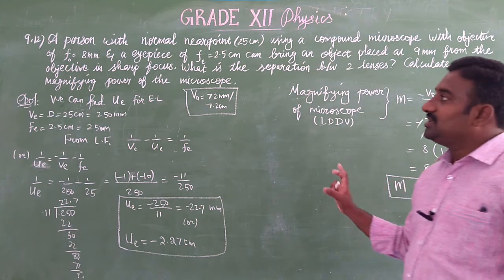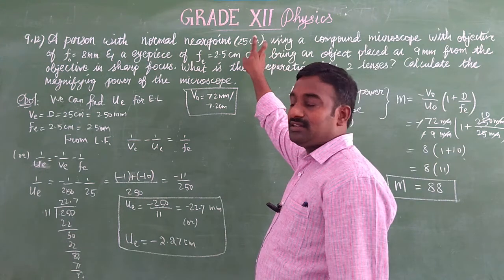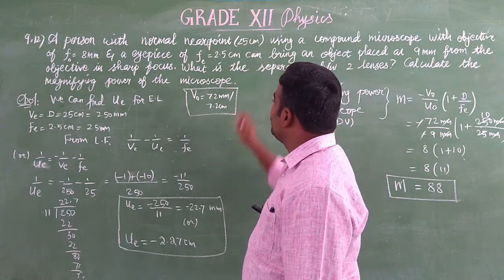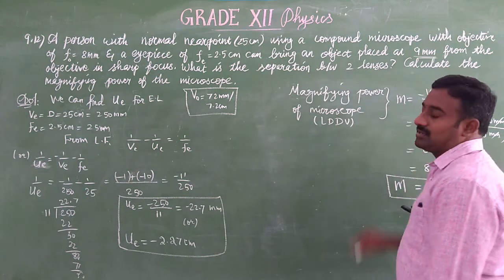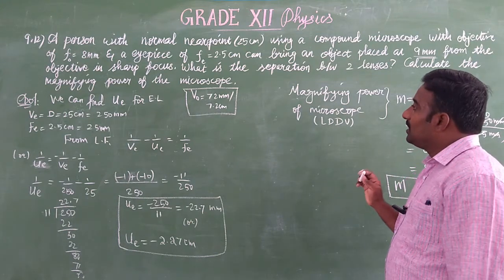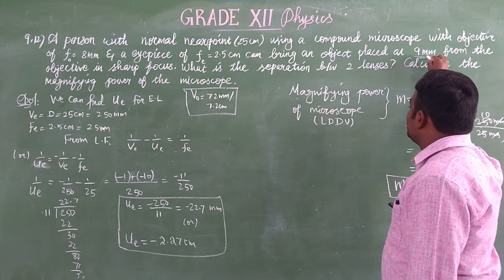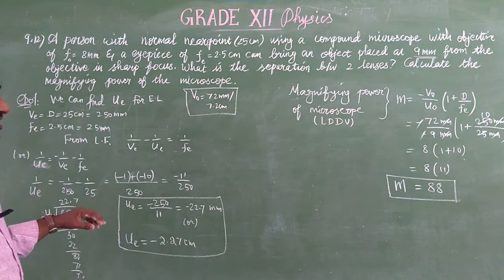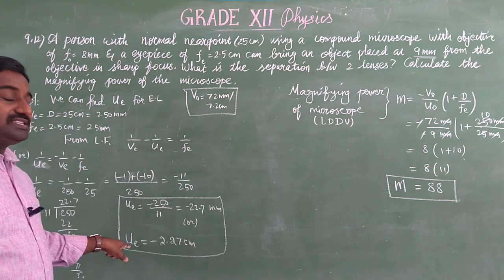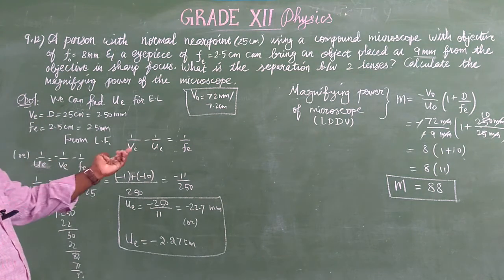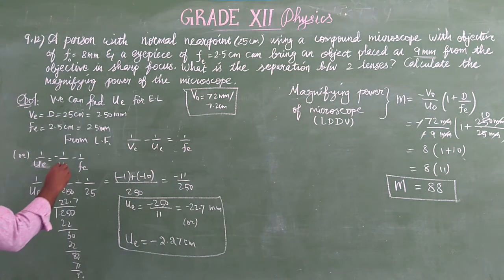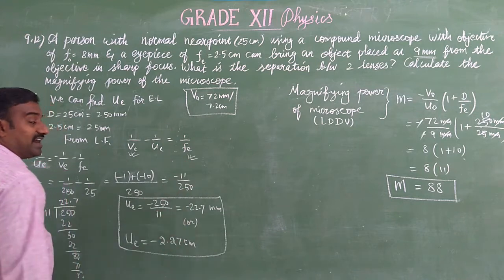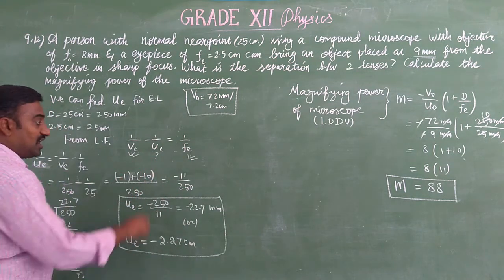So very simple questions. They gave the final image distance, that is VE, so VE is 25 centimeter. Everything you convert into millimeter, since the object distance is given in millimeter. First we should find the image distance for the particular object distance and focal length. Then after getting the image distance, next we find the object distance of the eye lens. For that we have the image distance and the focal length, so easily we can determine it.